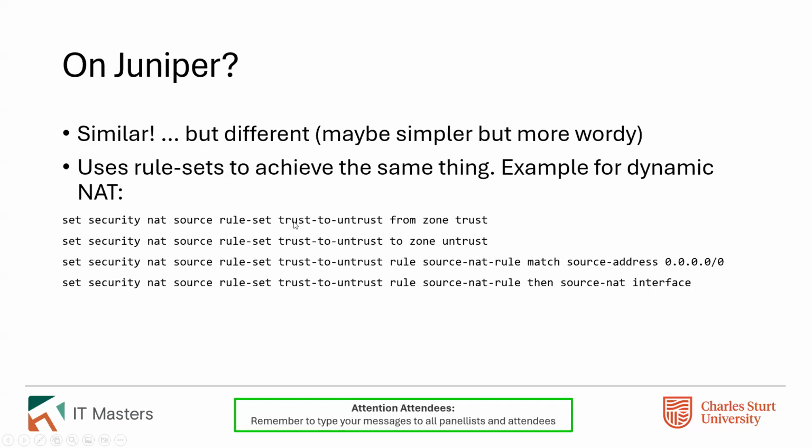We create a rule set that goes from our trusted network to our untrusted network. We define it as being from our trusted zone to our untrusted zone. And then we say we want to match everything. Now, what we're saying is anything in our trusted network, no matter what, is going to be allowed. And if that rule is hit, which of course it's going to be because 0.0.0.0/0 means literally everything, then we're going to source NAT it to the interface address.